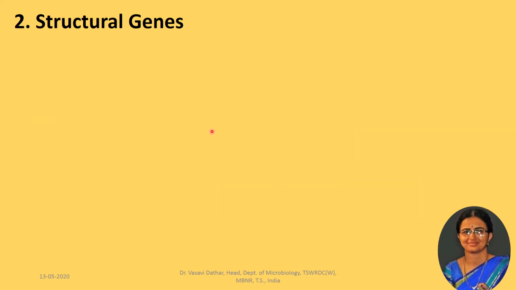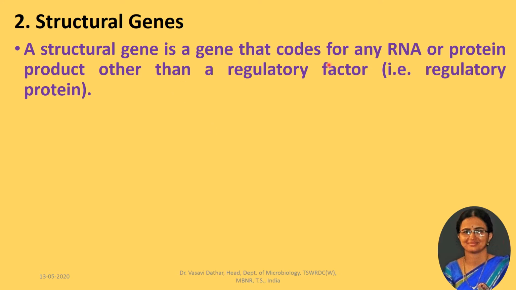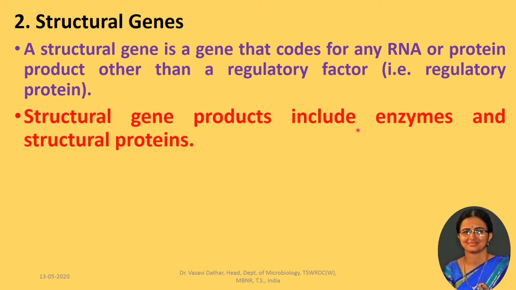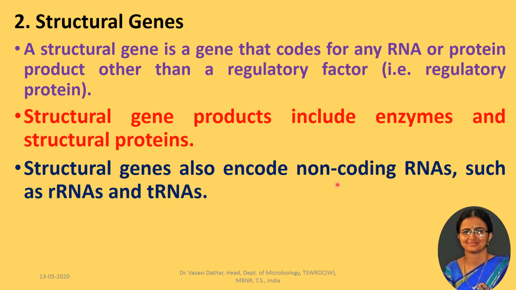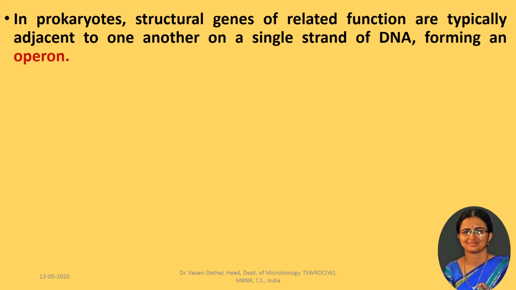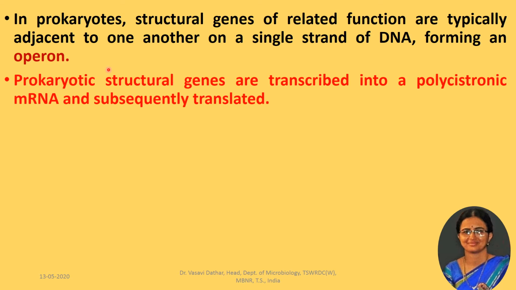Next comes the structural genes. This is a gene that codes for any RNA or protein product other than a regulatory factor. The structural gene products include enzymes and structural proteins. They also encode non-coding RNAs such as rRNAs and tRNAs. In prokaryotes, the structural genes of related function are typically adjacent to one another on a single strand of DNA, forming an operon. So, all the genes which are meant for one function are located together in the prokaryotes.